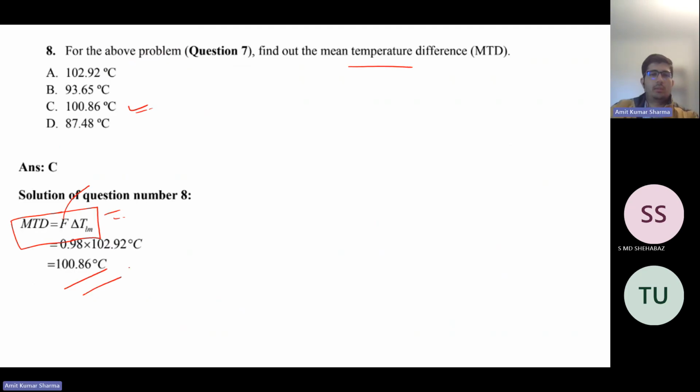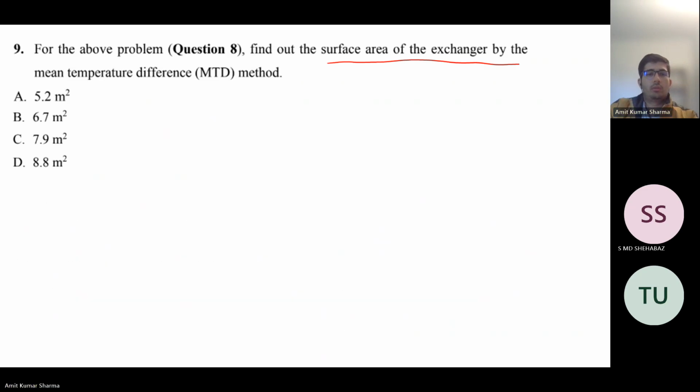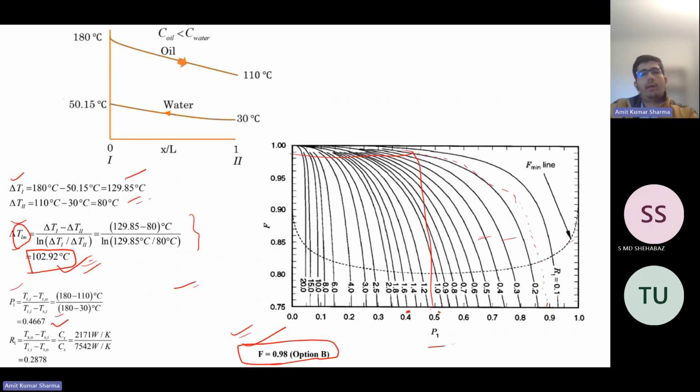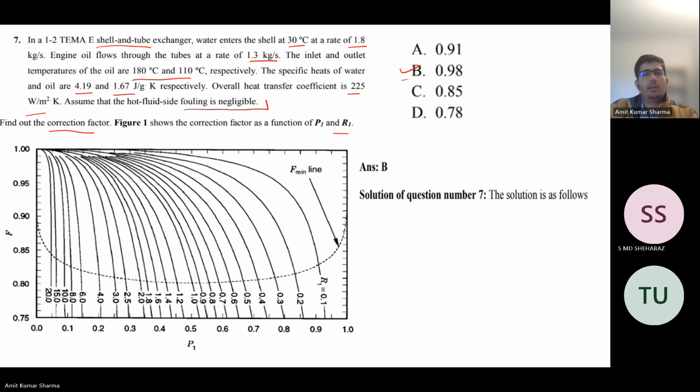Now find out the surface area of the exchanger by the MTD method. So basically you have your MTD, you have F, and you have all this data, and you are also given the overall heat transfer coefficient U. Maybe you can note it down for solving this question: 225 watt per meter square Kelvin. So you have this data. Maybe just see for 10-20 seconds. If you need any other data from this question, you can put it down.